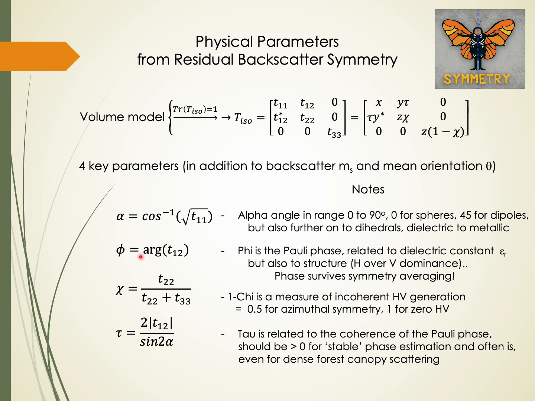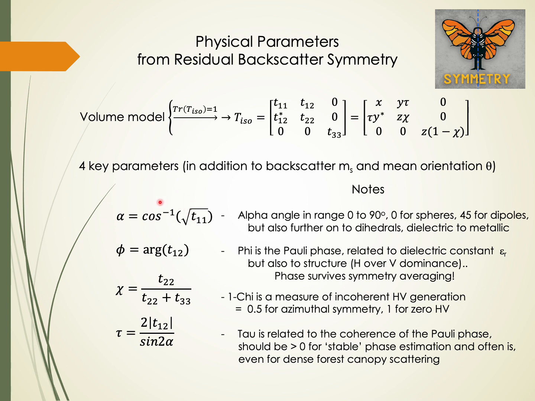But a bit more controversially is the phase itself here, which is seldom used, and we can see that it clearly does come out of the symmetry arguments as it did in the general case. This is called the Pauli phase because it's the phase between the first 2 Pauli channels in the Pauli vector, and it's related, as we have seen earlier, to the dielectric constant, particularly the imaginary part, but also to structure in the volume itself, whether it's predominantly horizontal or vertical in its scattering. And this phase survives symmetry averaging, and at the moment, suffice to say, this is not really widely used in modeling. We'll have a look at that in a moment.